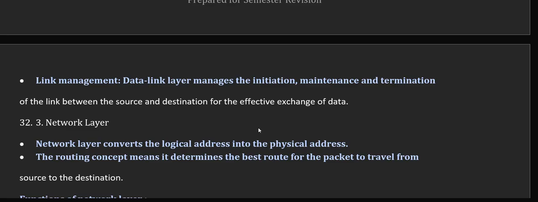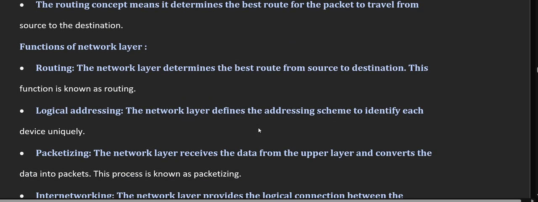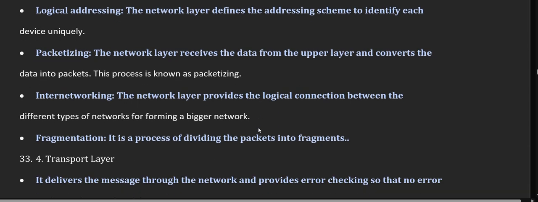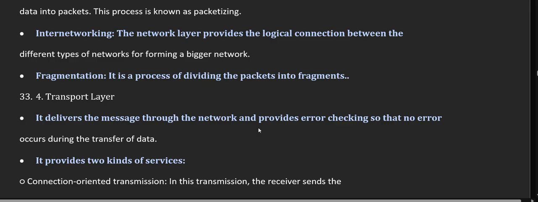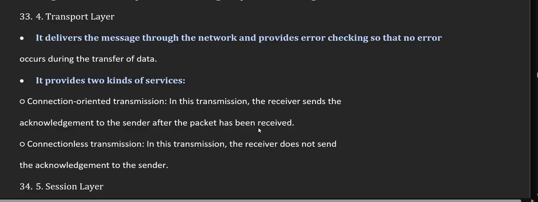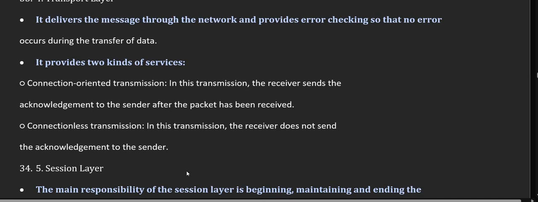The network layer converts the logical address into the physical address. Routing means it determines the best route for the packet to travel from the source to the destination. The functions of the network layer are routing, logical addressing, packetizing, internetworking, and fragmentation. Then we have the transport layer, which is for the transferring of data. It provides two kinds of service, connection-oriented and connectionless transmission. Basically, connection-oriented is the TCP protocol, and connectionless transmission is the UDP protocol.